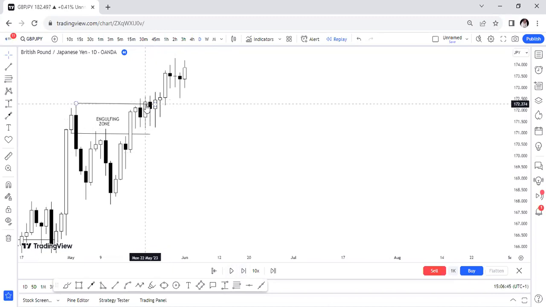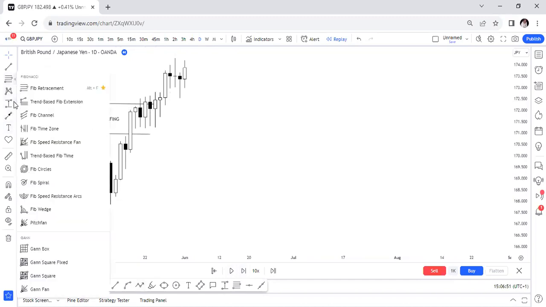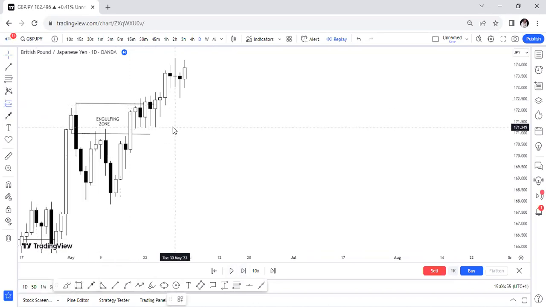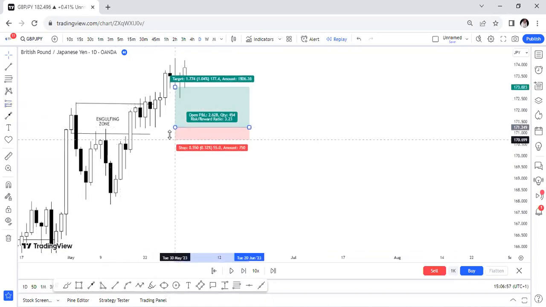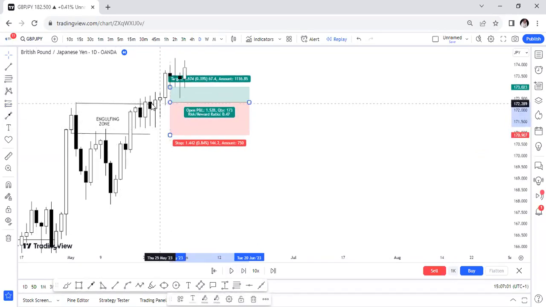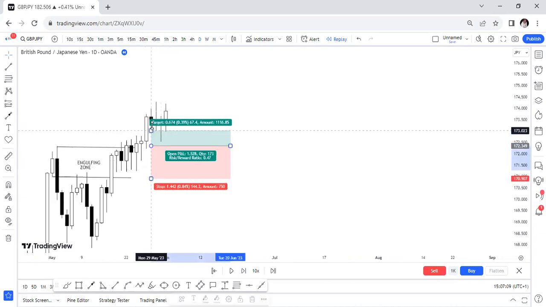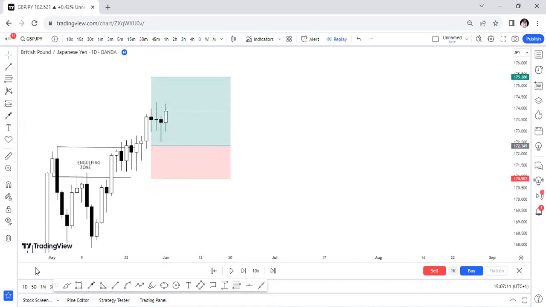We have a breakout, then price pulled back inside. So that's another good opportunity to buy. This was the breakout, right? And price retraced back inside the zone. Another opportunity for you to buy into that failed engulfing.